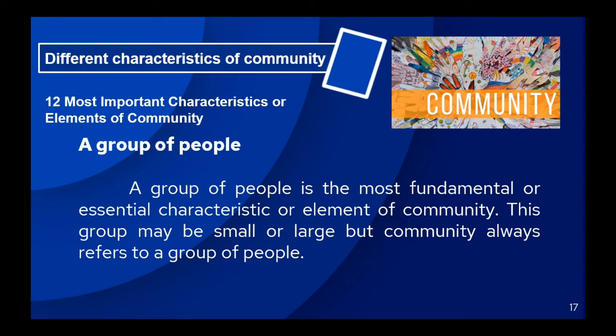1. A group of people. A group of people is the most fundamental or essential characteristic or element of community. This group may be small or large, but community always refers to a group of people, because without a group of people we can't think of a community. When a group of people live together, share a common life, and are bound by a strong sense of community consciousness, at that moment a community is formed. Hence, a group of people is the first prerequisite of community.